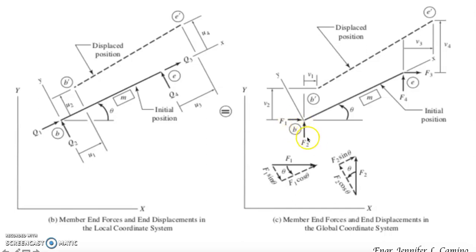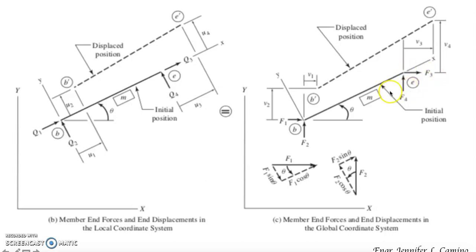So if we observe the position of our member end forces and member end displacement in the global coordinate system, it is parallel to the position of our global coordinate system. So we have identified the position of the member end forces and member end displacement in the global coordinate system: 2 member end forces at the beginning of the member and 2 member end displacements at the beginning of the member. And there will also be 2 member end forces at the end of the member, and 2 member end displacements at the end of the member.